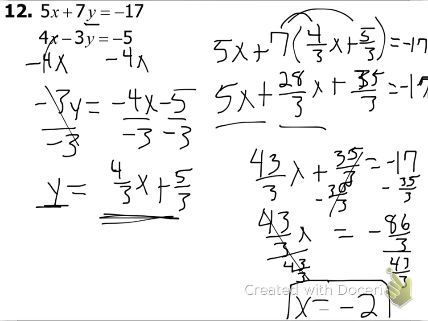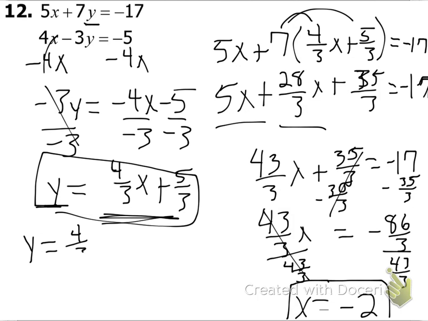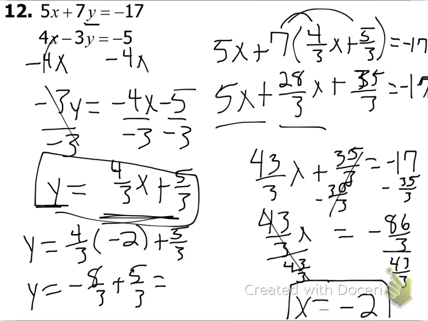Questions on where I got my x from? No. But guess what? I'm not done. Because now I have to get what? Y. Got to get my y value. So I'm going to plug negative 2 in for x. I'm going to use this equation right here. Y equals 4/3 times negative 2 plus 5/3. That's going to give me negative 8 over 3 plus 5 over 3, which gives me negative 3 over 3, which gives me negative 1.